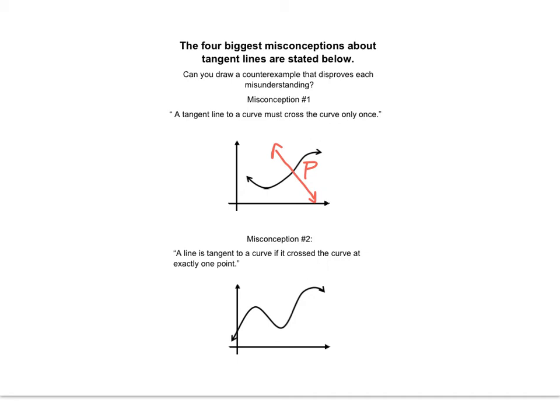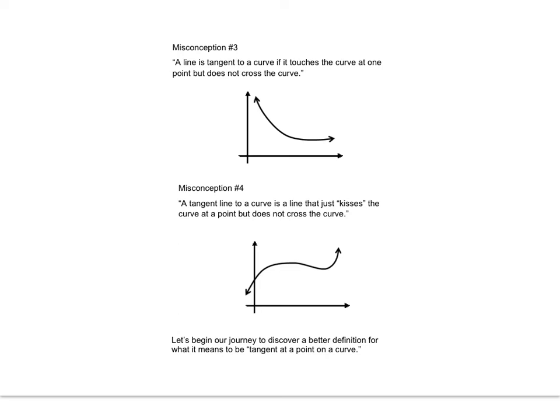Misconception 2. A line is tangent to a curve if it crosses the curve at exactly one point. Well, let's say point P here. If I draw a tangent line at P, because this is a tangent line, you'll notice that actually my line crosses the curve twice. So this misconception does not hold true. Misconception number 3. A line is tangent to a curve if it touches the curve at one point, but does not cross the curve. Well, I could draw a line that touches the curve at point P. So it touches the curve at one point, but does not cross the curve, yet this is not a tangent.